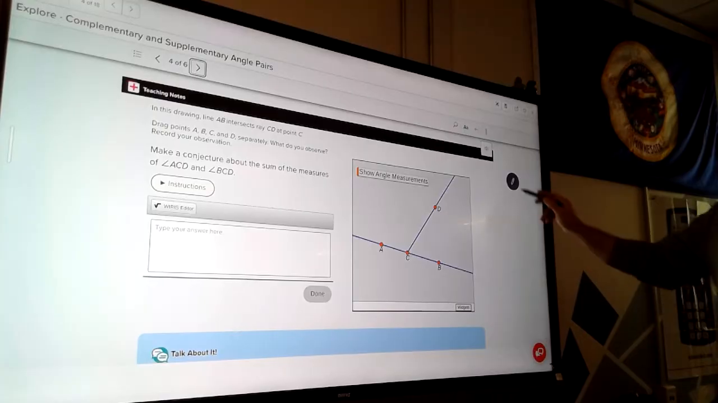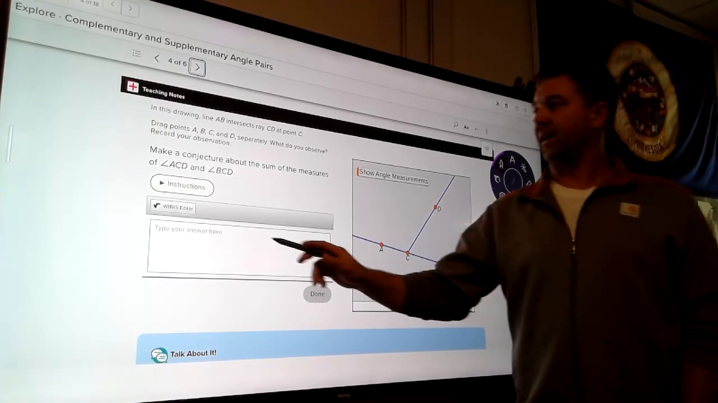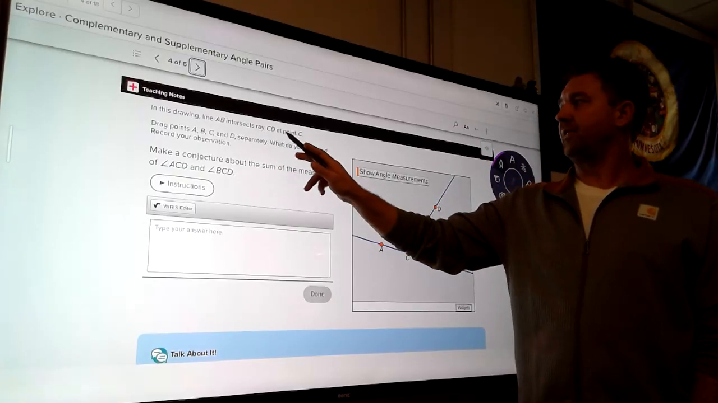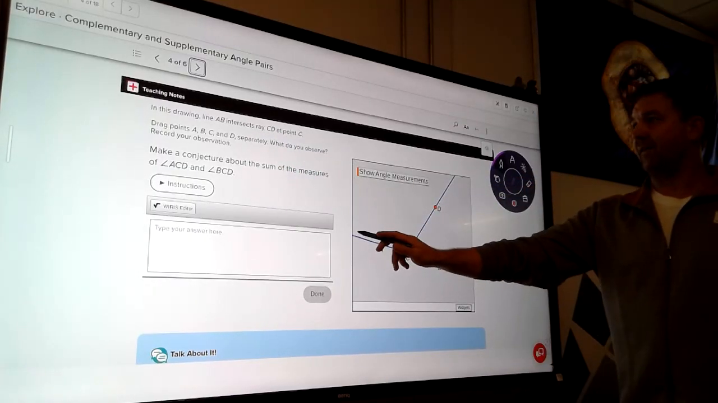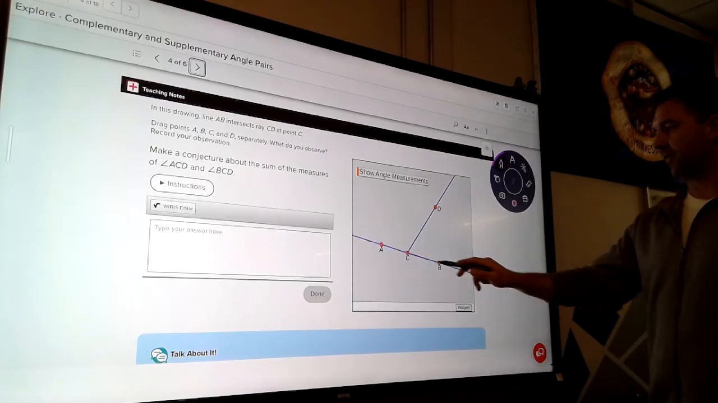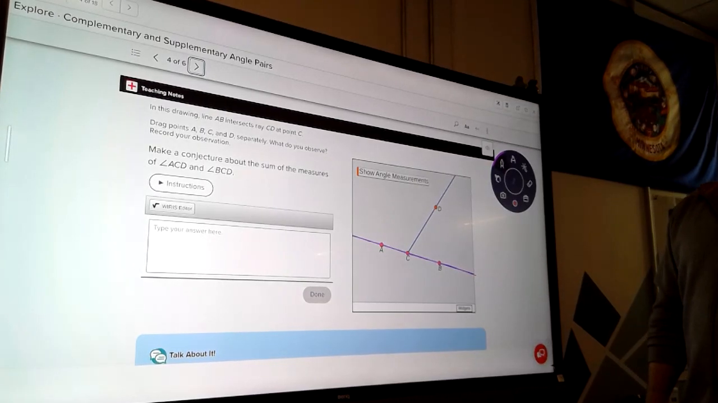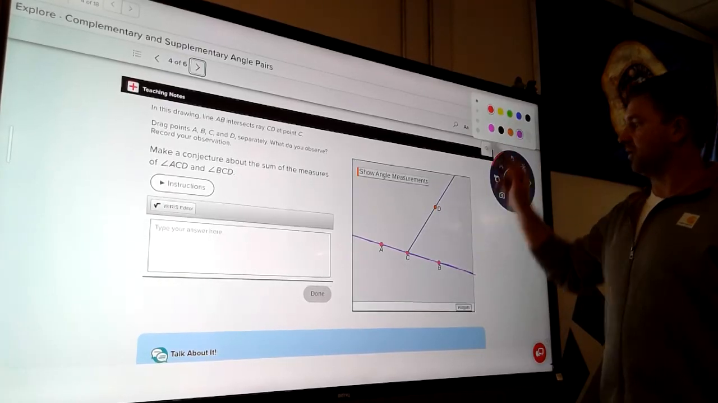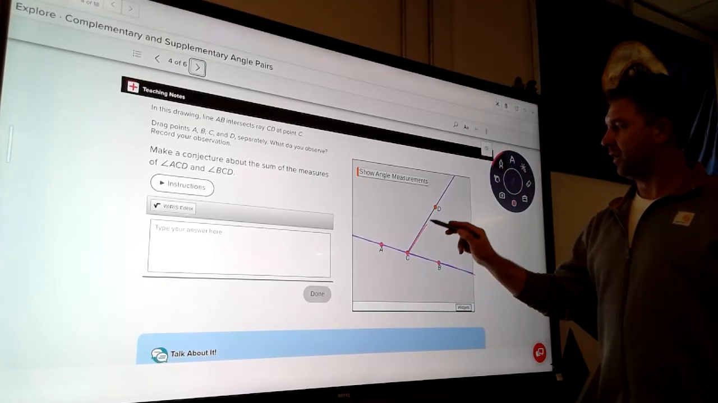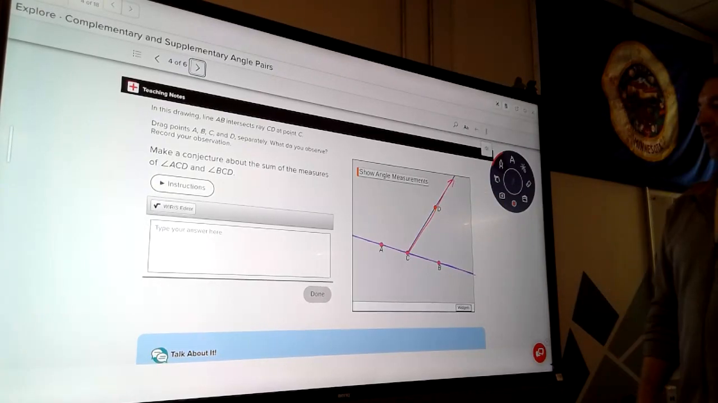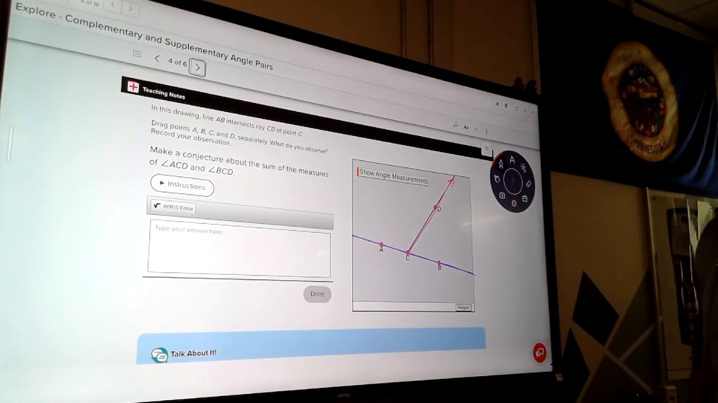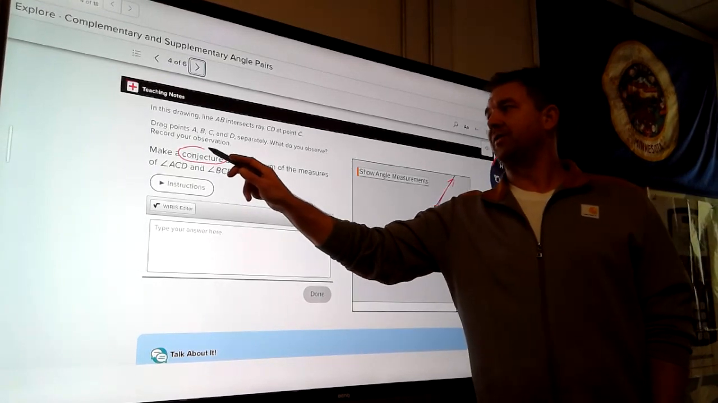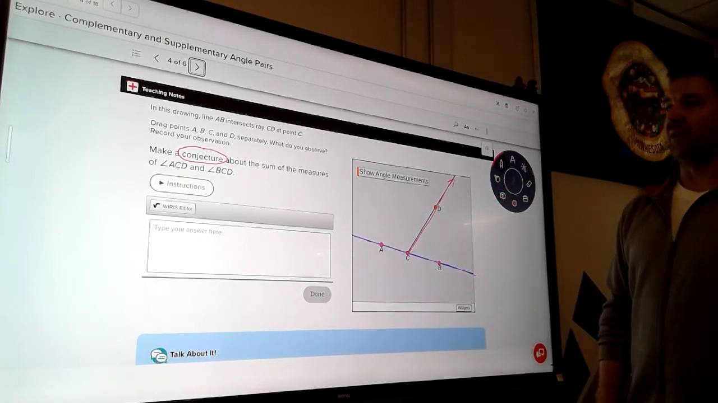Now this one says that we're going to have line AB intersect ray CD at point C. It just means that we're going to have this line AB go through right there, line AB. Now we're going to have this ray. A ray is a one-directional line, so it means it's going to start at C and go through D. Just means it's going one direction. Okay. Now if we look at these two, they don't want us to make a conjecture, just make an observation, something we can state about these two angles.